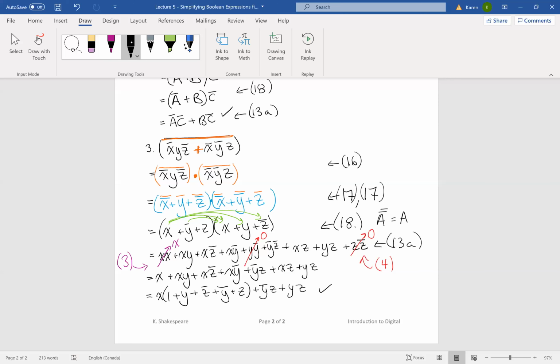And I used a theorem. I think we do have a theorem that basically lets us factor. It's basically, I use 13a again backwards in the opposite direction. So those have been 3 examples of simplifying Boolean expressions.